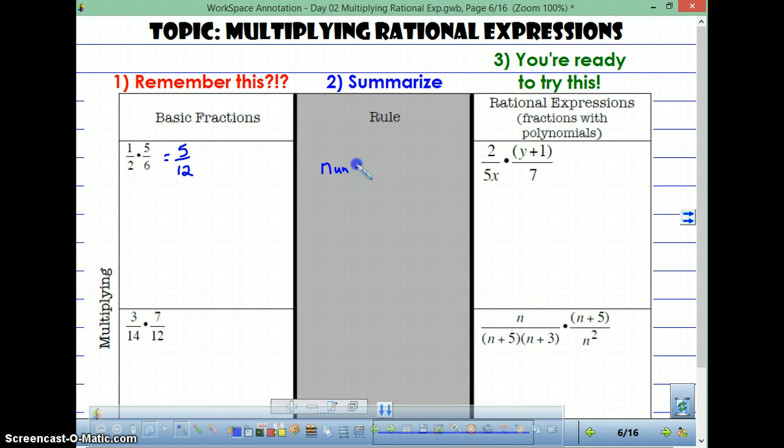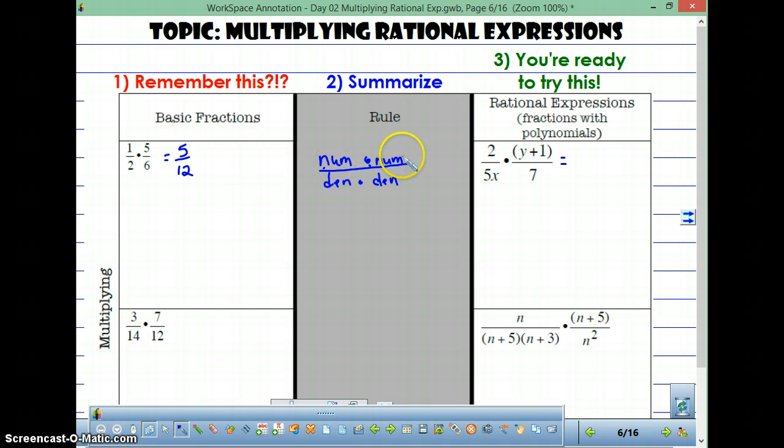Numerator times numerator, goodness, let me try that again. All right, so you can see that I did numerator times numerator over denominator times denominator. And when I multiply here, numerator times numerator, I'm going to get 2 times y plus 1. And I could distribute that as well. And then I've got 5x times 7, that's 35x.